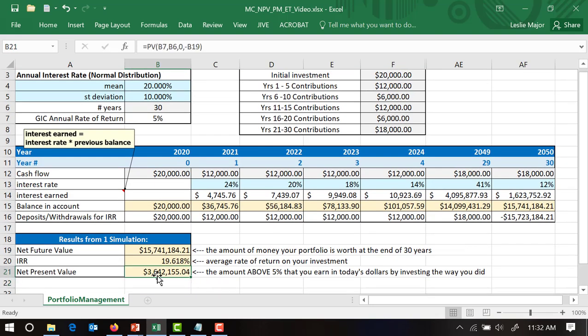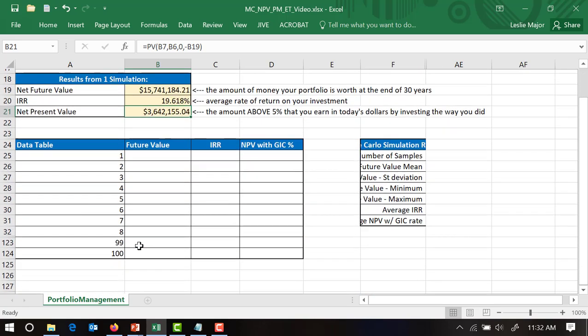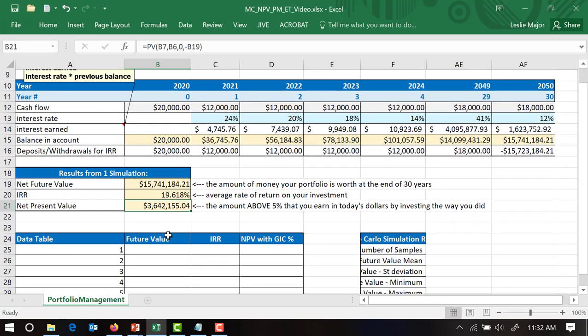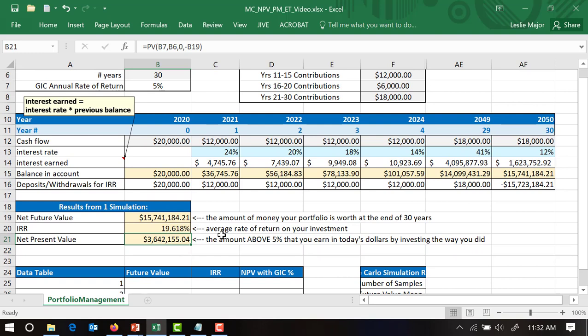And in the next video, we'll look at recreating this scenario here many, many times and getting your averages based off of that to get a better, more accurate view of what is going to happen with your portfolio.